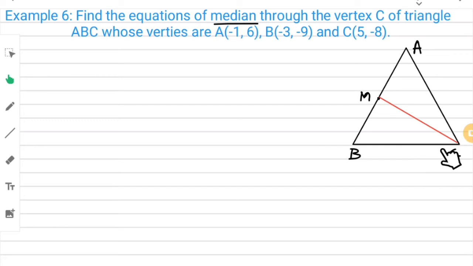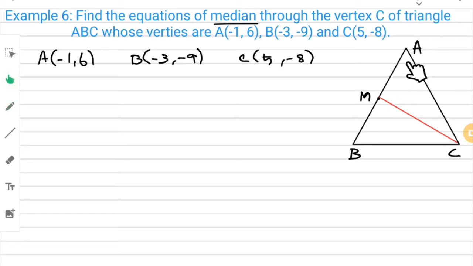We are going to find the equation of the median CM, drawn through the vertex C of the triangle ABC whose vertices are A (-1, 6), B (-3, -9) and C (5, -8). All three points are given. We are going to find the equation of the CM.